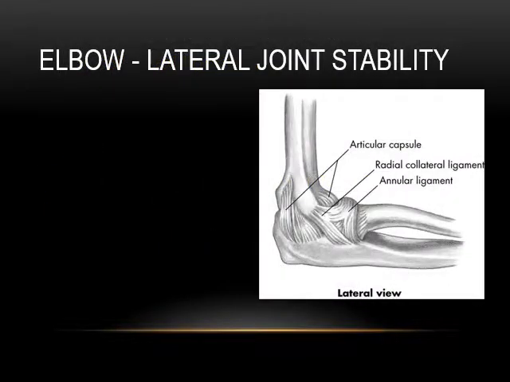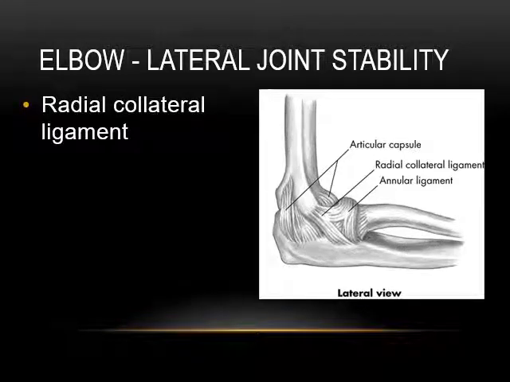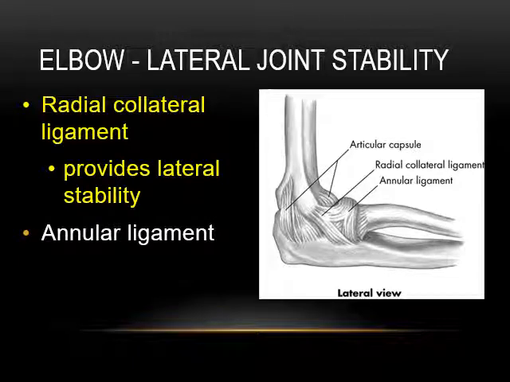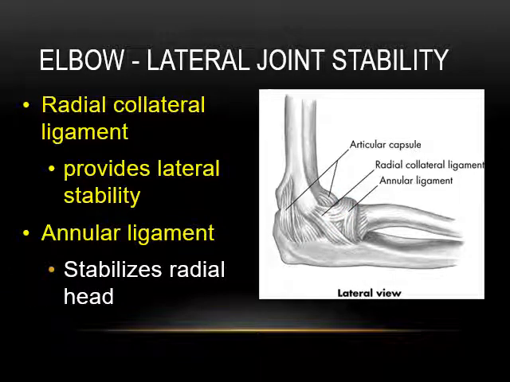So we have lateral joint stability as well. It's your radial collateral ligament. You can see the different anatomical denotations as to where all of this is. It provides lateral stability. You also have what's called the annular ligament. If you look at this picture, you see the radial collateral ligament. You also have this annular ligament that wraps around the head of the radius. The annular ligament stabilizes the radial head because, as you see with movement, once we start to look at the proximal radioulnar joint, how that bony movement actually takes place, the annular ligament helps in supporting that.